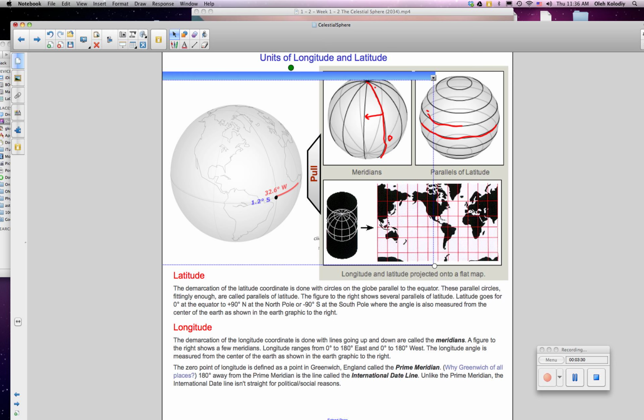So if we go up higher, we are now going to a latitude of 20, 30, 40, 50, and at the very highest point, our latitude approaches 90 degrees at the North Pole. So here we can see the change in latitude, going up to 90 degrees.